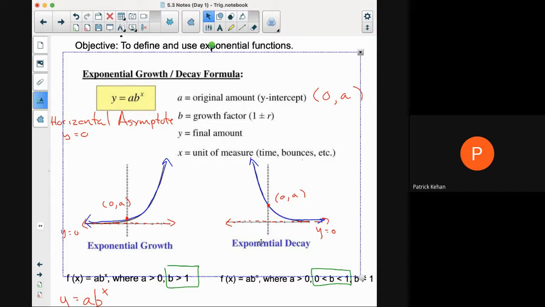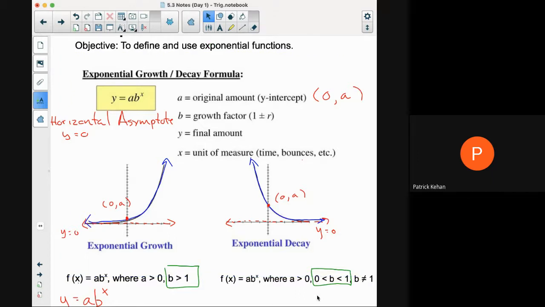Now, for exponential decay, the critical thing is that your multiplier, your growth factor, needs to be between 0 and 1 and be positive. Both of these base values have to be positive when we're modeling exponential growth and decay functions. So to decrease a function through repeated multiplication, that base needs to be a positive number, but less than 1 and greater than 0. That's the only way to decay it with repeated multiplication. And b cannot equal 1 in this case. Also, a is going to be greater than 0.